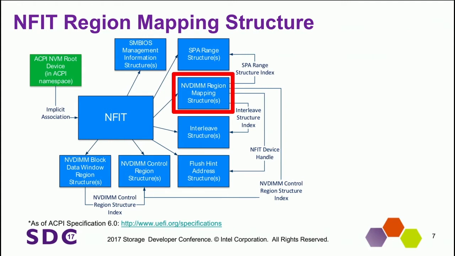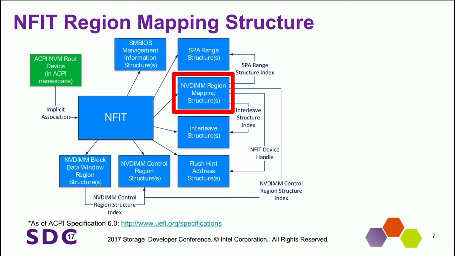The region mapping structure also contains the NFIT device handle, which is how we enumerate NVDIMMs and how we execute functions on them. And we'll talk a little bit more about that in a minute. Cleverly enough, this device handle also describes the physical NVDIMM topology. So it is actually made up of the CPU that it's connected to, the memory controller that it's connected to, and the channel within that memory controller.